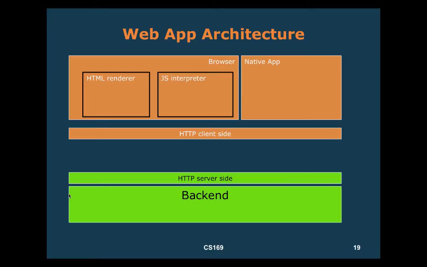And because of this, the backends are built in a very different way. And one reason we're using a web application in 169 as our vehicle for learning how to program big systems is because it's so varied in scope. I mean, you go from fine-tuning colors for presentation all the way to scaling to a million users at once. So it's a wide spectrum of software engineering. And in fact, you can't really teach this in one semester. You can't hope to learn it all in one semester.